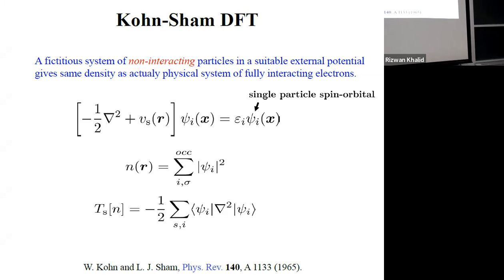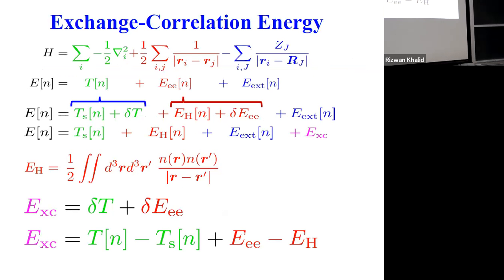So how is it useful? We'll see shortly how getting the density of the actual system from a system of non-interacting particles would help us. Let us see. The actual Hamiltonian for which we have to solve the problem contains kinetic energy, electron-electron repulsion, and external potential, the attraction with the nuclei, or whatever external potential. Corresponding energies are kinetic energy, electron-electron repulsion energy, and this is the external energy.